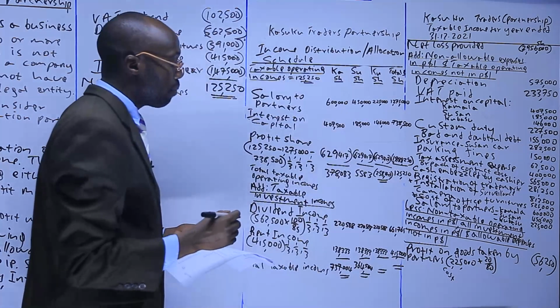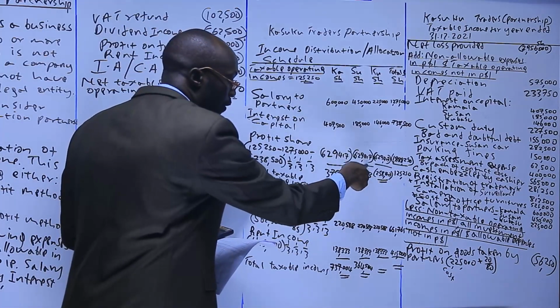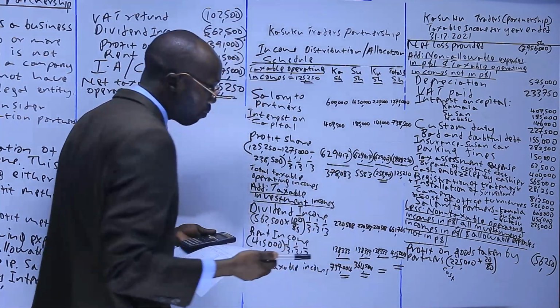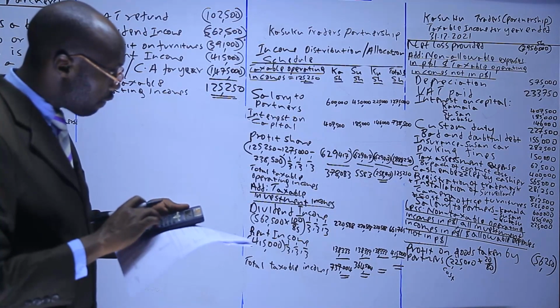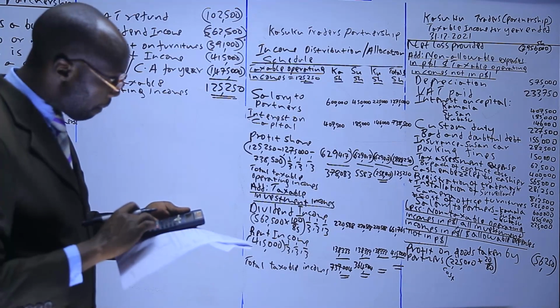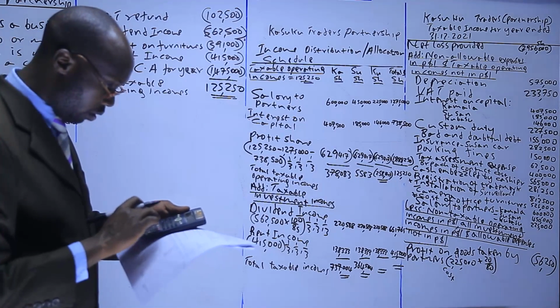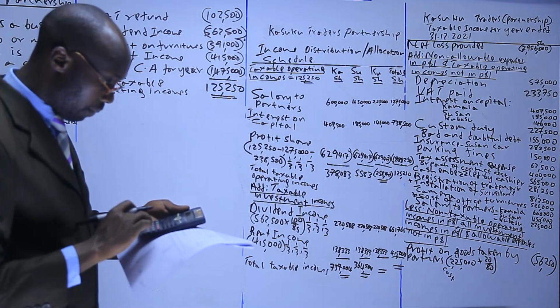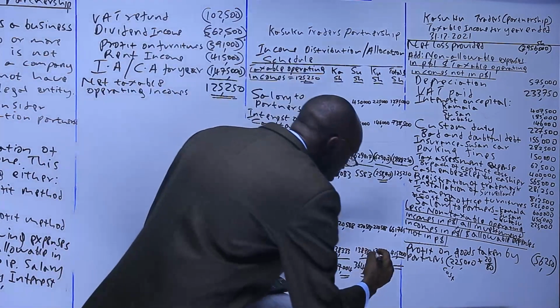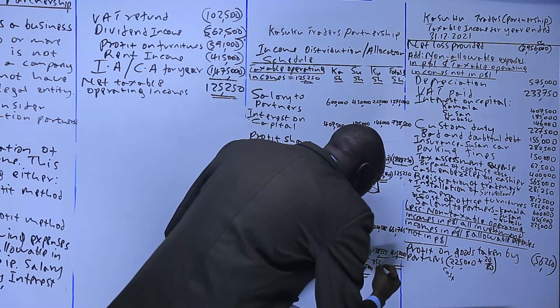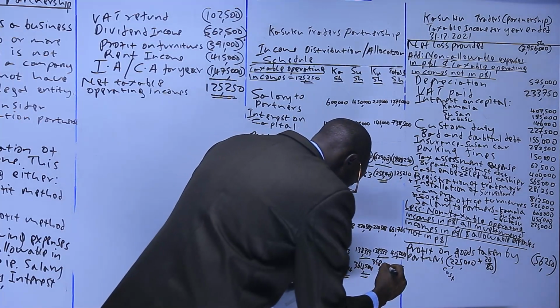For this one, remember we said we don't add the negative, it is carried forward to next year. We only add the positives. So 220,588 plus 138,333, which gives us 358,921.